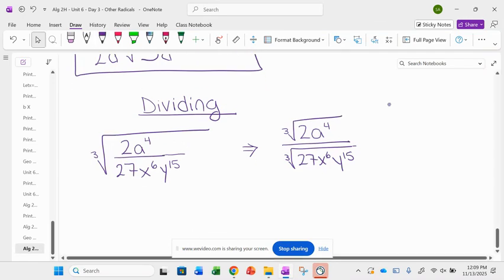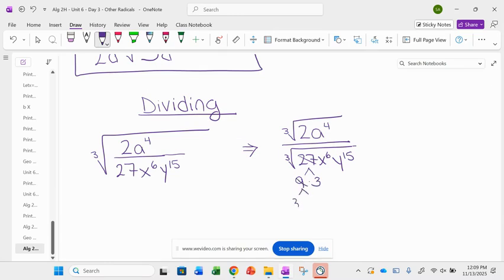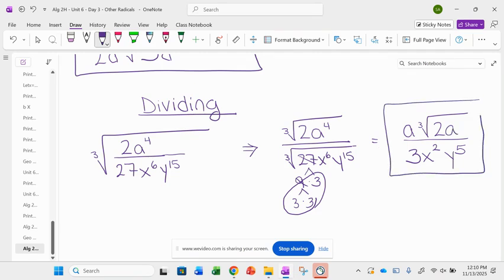So if we can simplify, 27 is 9 and 3, and then 9 is 3 and 3. Isn't that a triplet right there? So I'm going to have 3, and then the cubed root of x to the 6th is x to the 2nd, and the cubed root of y to the 15th is y to the 5th. Is there any radical left? So it was a lot easier for us to simplify before rationalizing because it worked out. Now in my numerator, I can pull an a out, and then I get a times the cubed root of 2a. This is our answer.